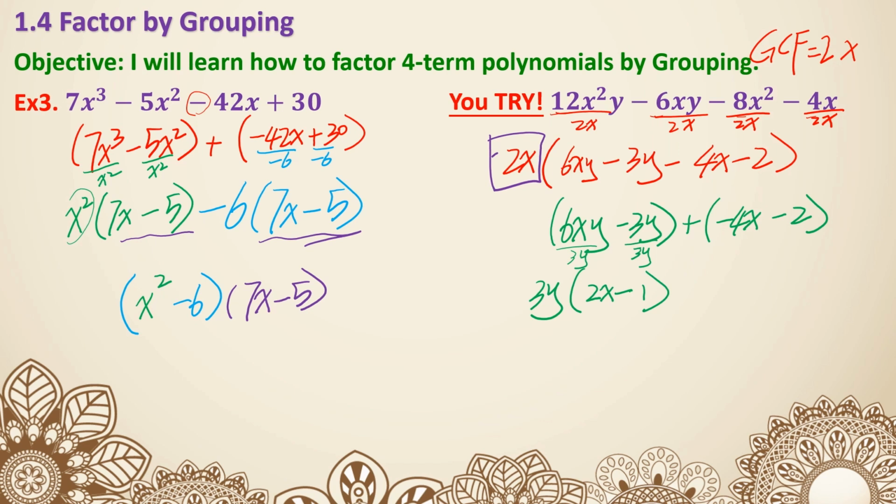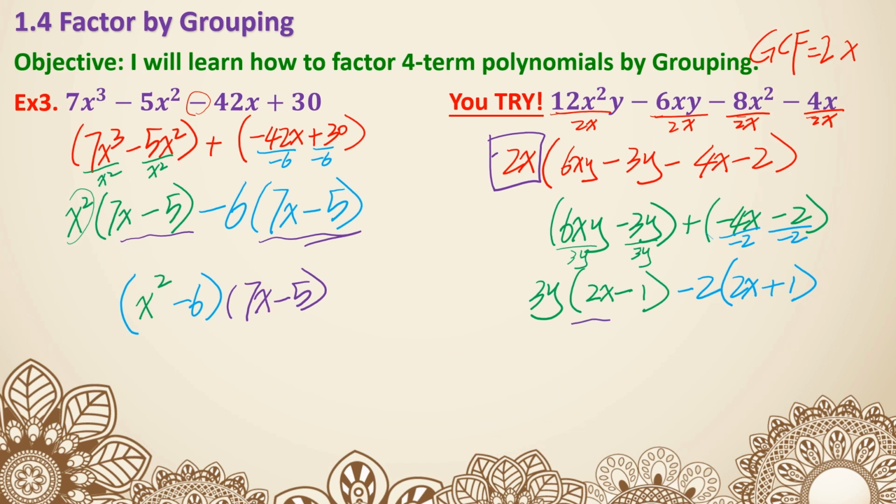Okay, for the back. So -4 and a -2, they share a -2. So I'm going to divide each part by -2. -4x divided by -2, that's a +2x. -2 divided by -2, that's a +1. Well, for previous questions, the two parentheses were the same. That's why we can keep factoring.